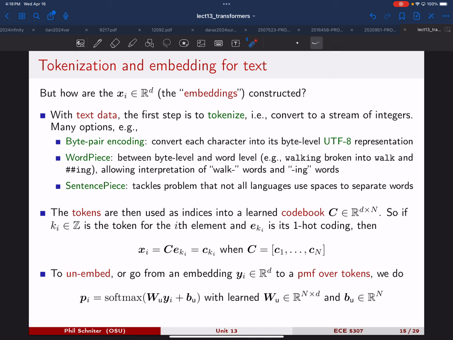Any questions on that? We'll see some examples today of what these numbers end up being, like how big the codebook is, how long the embeddings are, and all that.